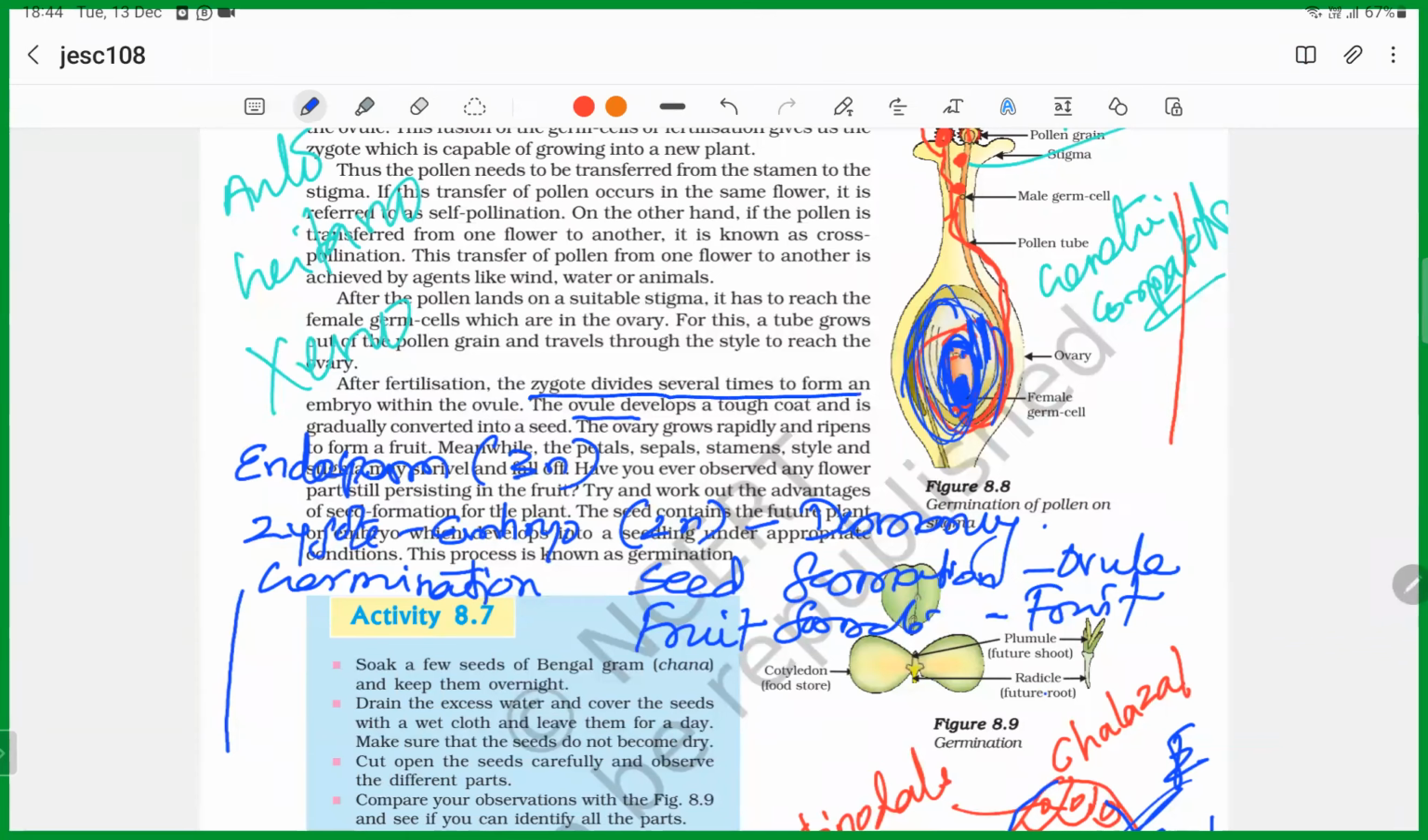So post-fertilization events are: zygote divides into embryo, ovule develops into tough coat and is converted into seed, ovary grows into fruit. Okay, important post-fertilization events. And then seed. The next process is fruit and seed dispersal. What do they call it in botany? Seed and fruit dispersal. How does it occur?